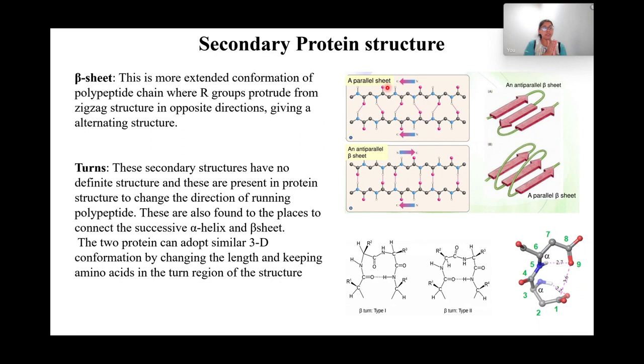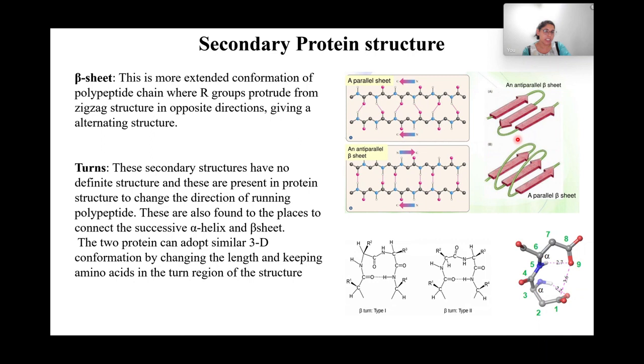Now you have turns. These are secondary structures. They do not have a definite structure, but they are present in protein structure to change the direction of the running chain. You can imagine that these are called turns because they are rotating the chains upon one another. So they can either connect two beta sheets with each other or one helix with a beta sheet.